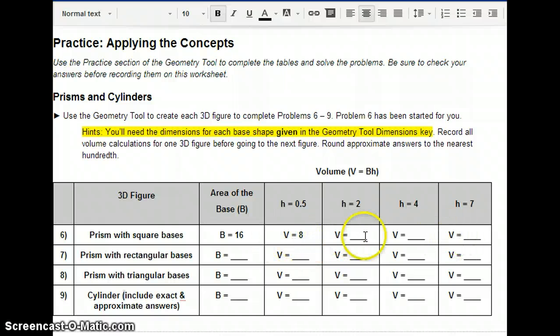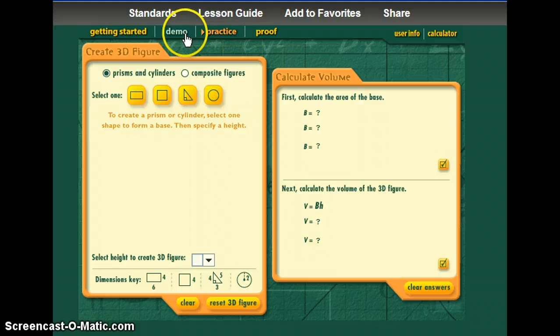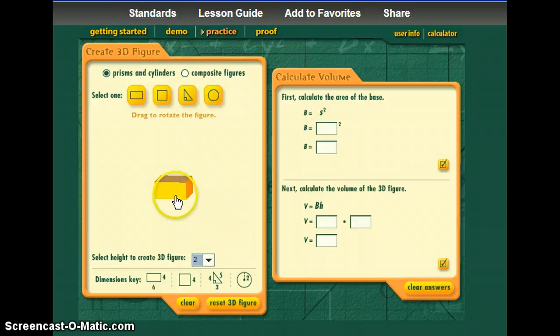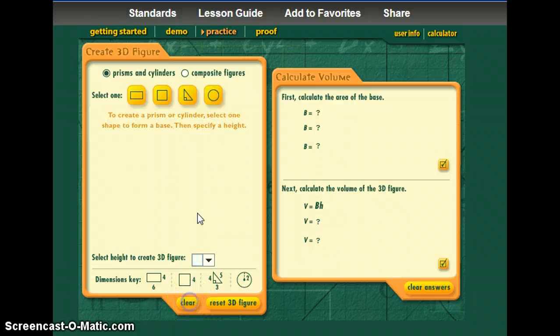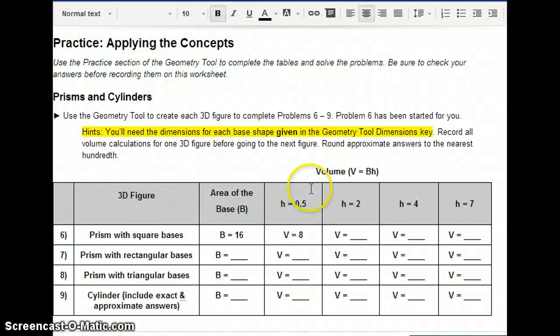Again, if you need to, you can pause it. So now I have a height of 2. That doesn't change my base of 4 squared, 16, but it does change my height. So I have 16 for my big B, height of 2, so my volume is 32. And I can check my answers. I need to hit reset. So now I can do height of 4, height of 7, and figure out the volume with that.